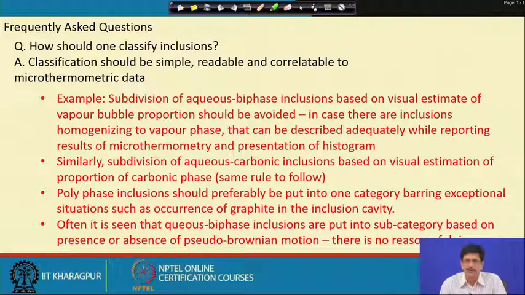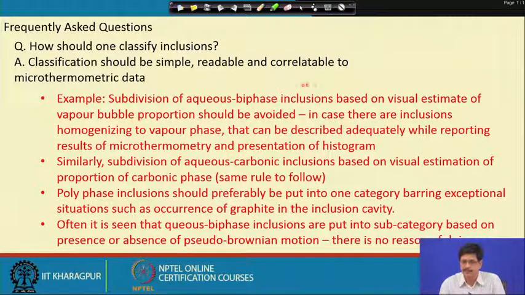And in case there are inclusions where the vapor bubble proportion is variable, the only thing that could be possible is that those inclusions could be vapor rich and would homogenize into the vapor phase. So, if we are classifying them into only one type, let us say aqueous biphase liquid plus vapor as our type 1, then when we find that many of the type 1 inclusions are actually homogenizing into the vapor phase, that can very well be documented as a result of microthermometry, and that does not need to be specifically subclassified into vapor rich and liquid rich inclusions. They can be described adequately while reporting the results of microthermometry and in the presentation.